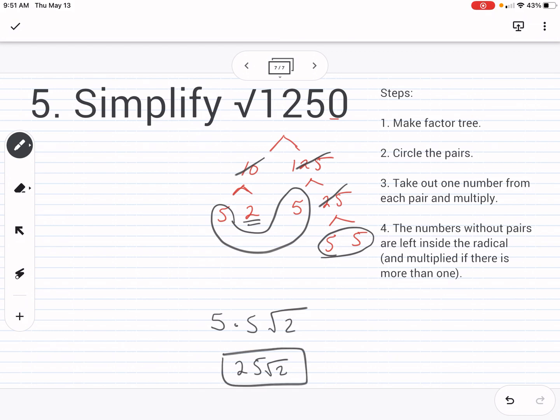So simplifying radicals is not hard. You just make your factor tree, try to think of numbers that multiply to get that. Keep going until you're left with only prime numbers. Then you'll look for your pairs, circle them, take those out. If there's more than one pair, you multiply them. Whatever's left over goes under the square root. If there's more than one thing left over, you multiply that too.